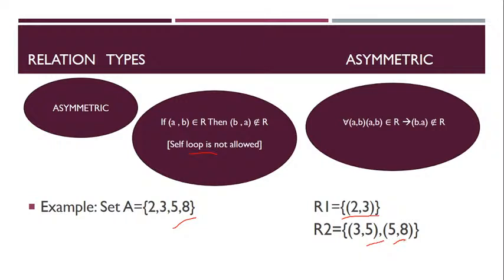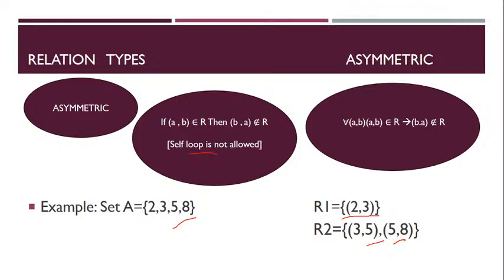But whether R1 is symmetric, the answer is no. Whether R2 is symmetric, the answer is no. Whether R1 is antisymmetric, yes, R1 is antisymmetric as well. R1 is both antisymmetric and asymmetric. R2 is antisymmetric too. Yes, R2 has no bidirectional edge. R2 is antisymmetric. Fine.